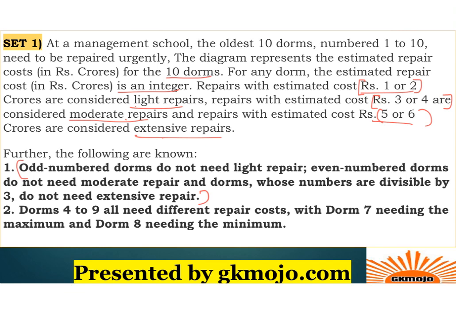DOMs 4 to 9 all need different repair costs. What it means is basically 4 will have a different cost, 5 will have a different cost, 6 will have a different cost. No cost from 4 to 9 will be the same, and so on. With DOM 7 needing the highest, that is the maximum, and DOM 8 needing the minimum. So DOM 7 has the maximum cost required, and DOM 8 needs the minimum. Let's move on to the next slide and see the diagram they have given us.